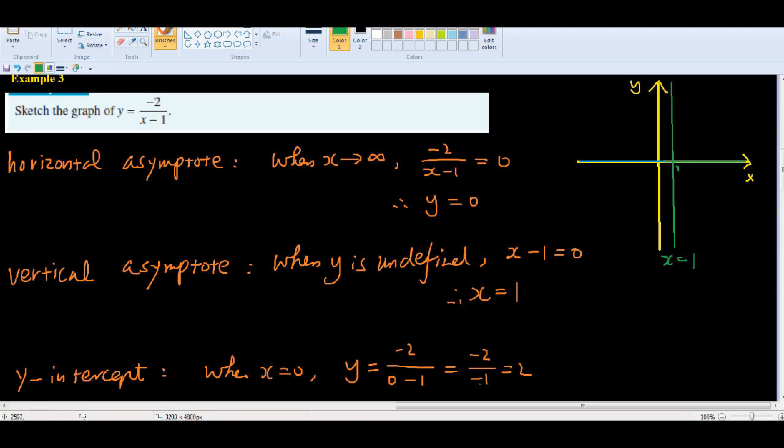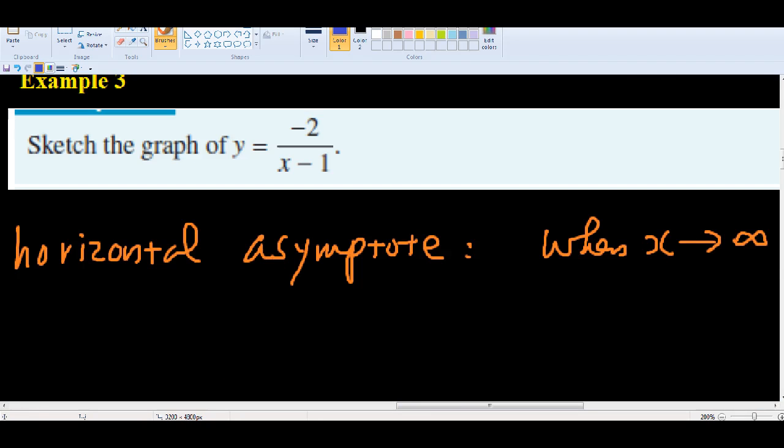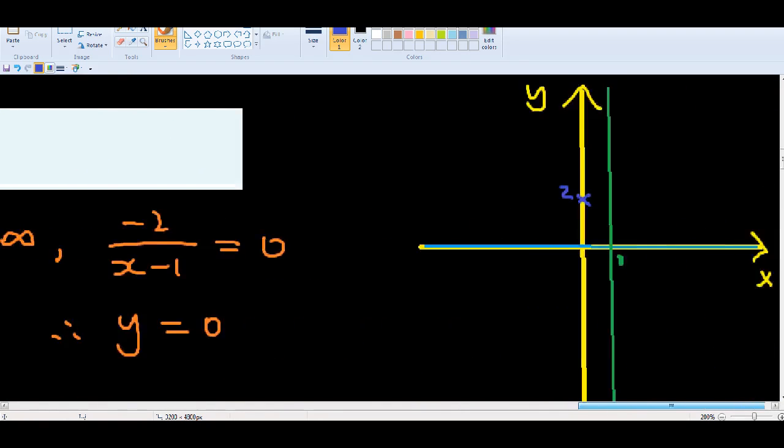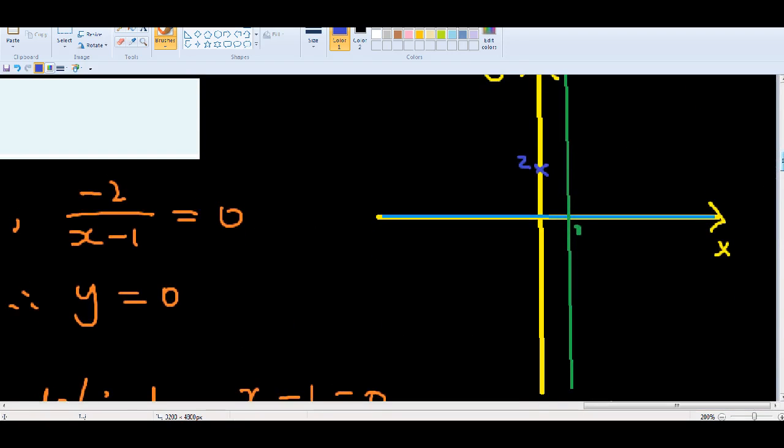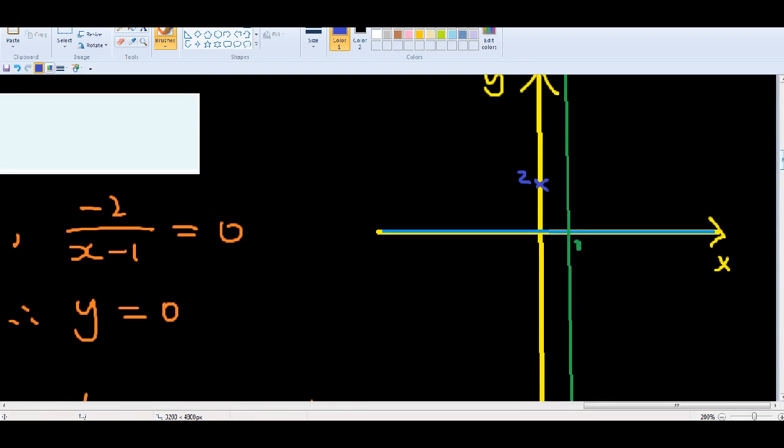How about the y-intercept, which is y equals 2? Here's the point. Imagine you need to sketch a hyperbola that approaches the asymptotes and also passes through that blue point. Let me amplify this. How could we do this?